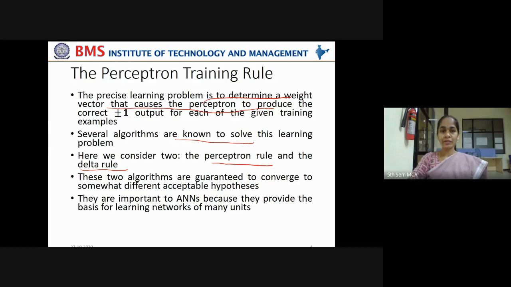Both have some difference. I'll try to elaborate that further. Now, these two algorithms are guaranteed to converge to somewhat different acceptable hypotheses. Yes, they are guaranteed to converge, but in a different way in order to reach the final ideal target function. You know what an ideal target function is, right? The ideal target function is the best fit to the training examples given.